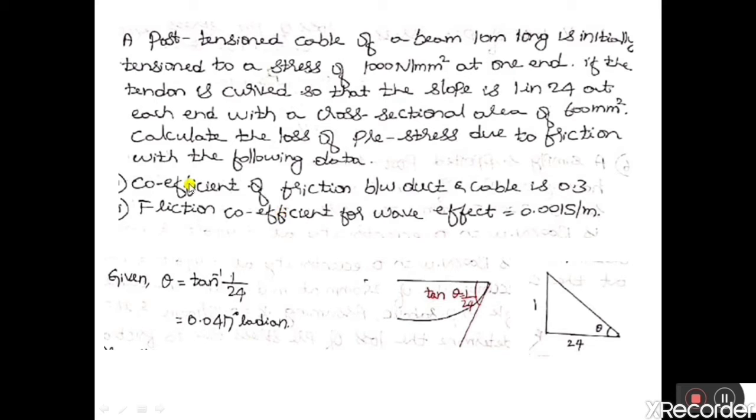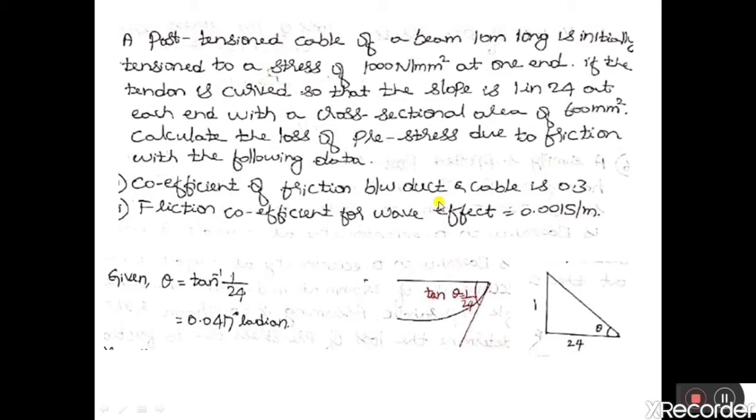The data given are: coefficient of friction between duct and the cable is 0.3, that is mu is equal to 0.3, and friction coefficient for wave effect is equal to 0.0015 per meter, that is K is equal to 0.0015 per meter.